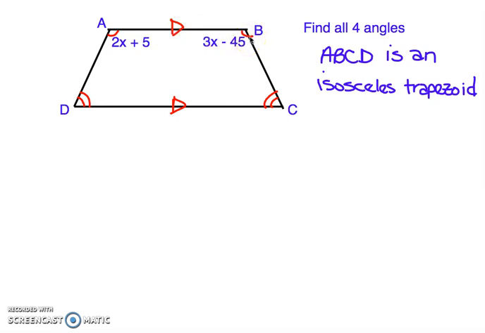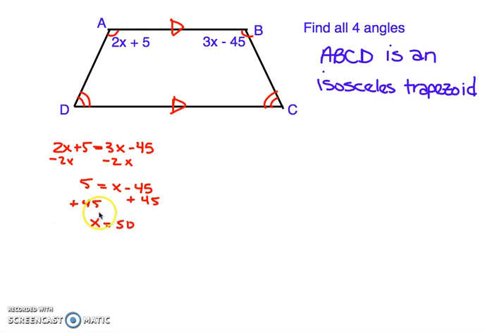In a parallelogram, these would add up to 180, but since it's an isosceles trapezoid, these are base angles, so they have to equal each other. So you'd have to take your 2x plus 5 and set that equal to your 3x minus 45. So if we set that up, we'd have 2x plus 5 equal to 3x minus 45. If I subtract 2x from both sides, you'd get 5 equals x minus 45. Add 45 and you get x equals 50. So x equals 50 is our x value.